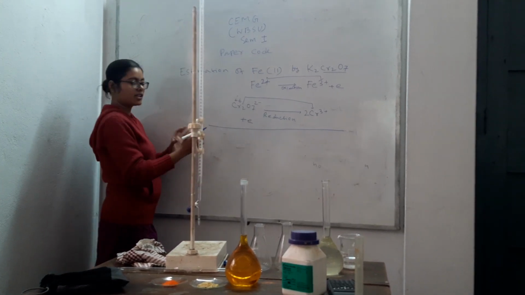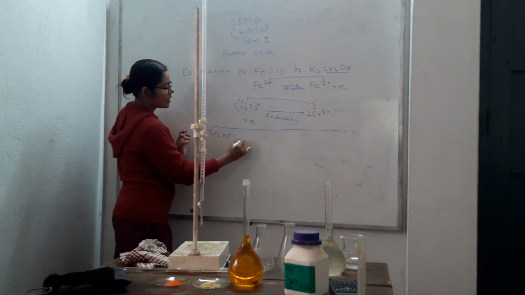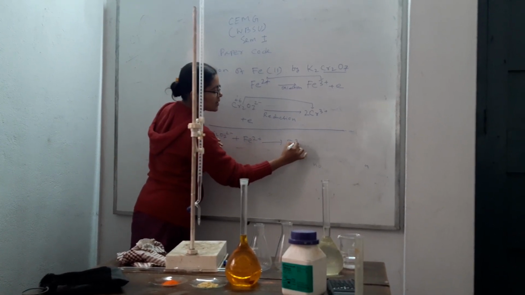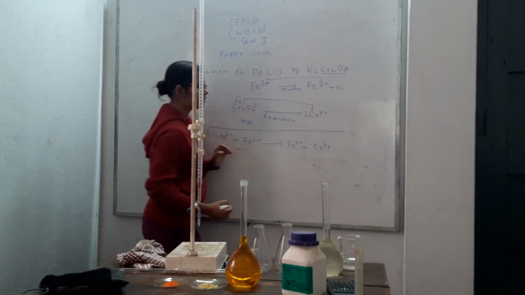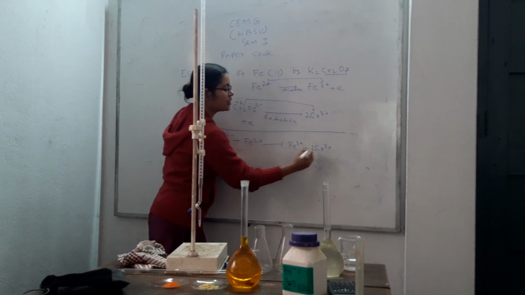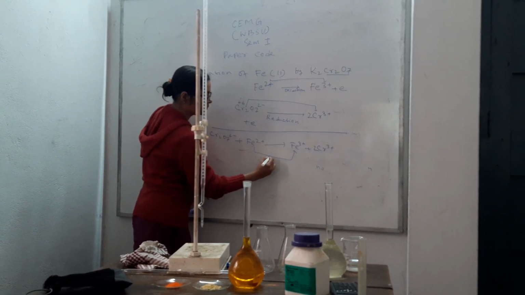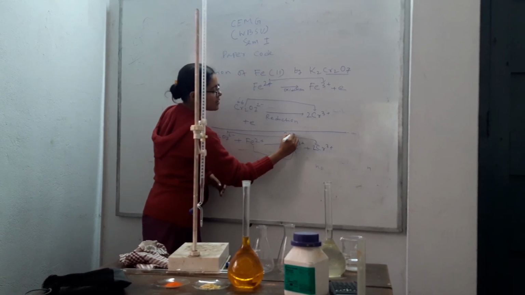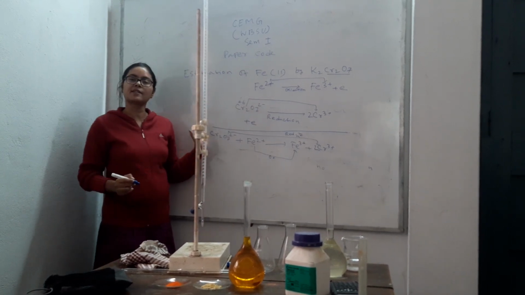So the main reaction is that dichromate oxidizes iron 2 plus to iron 3 plus, and itself is reduced to chromium 3 plus. This is the main reaction. This is the oxidation and this is the reduction. So these redox reactions happen simultaneously.